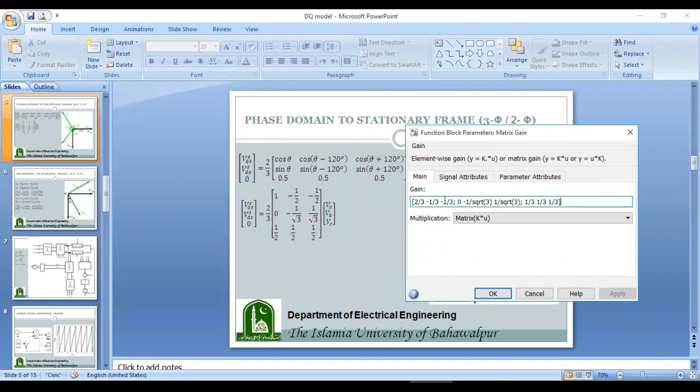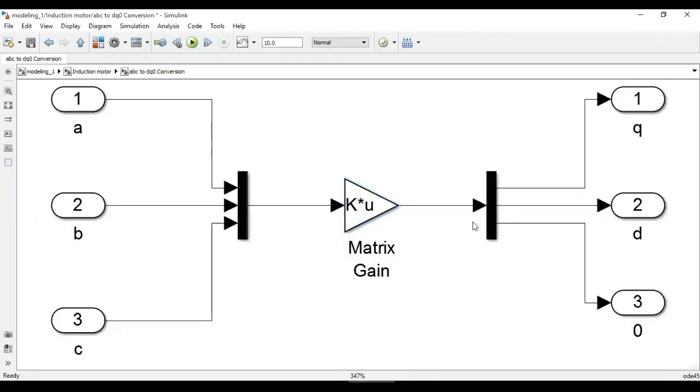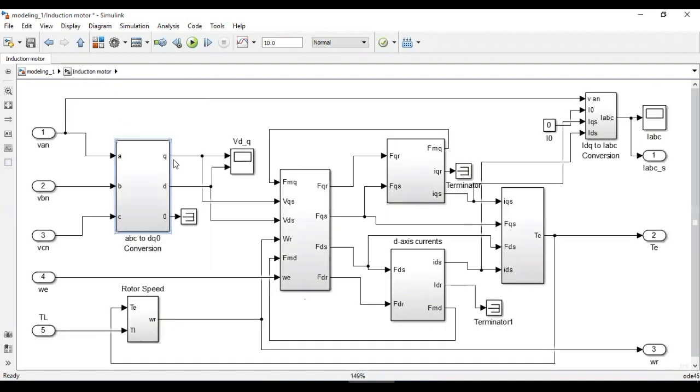Similarly, this will also be minus 1 by 3. This is 0, and this is minus 1 over square root 3. This is all 1 over square root 3, and this is 1 by 3, this is 1 by 3, and this is 1 by 3. So these values are considered in this model, and this is a demux block, and it will give us DQ and 0 modes.